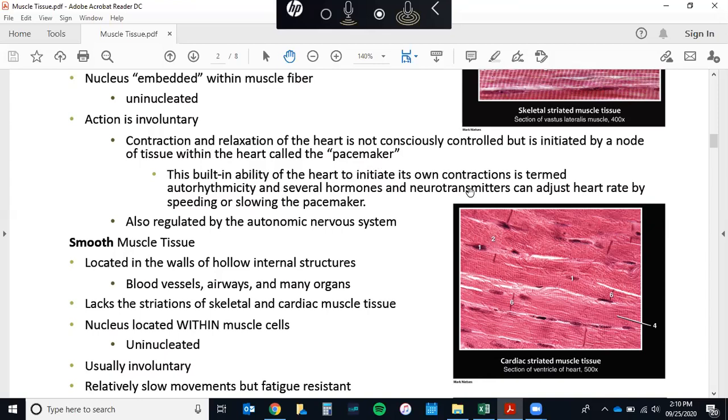This ability of the heart to initiate its own contraction is termed autorhythmicity. If we left our heart alone, our pacemaker would set a constant heart rate. I think it's like 100 beats per minute, and it would never change. But our heartbeat can speed up and slow down depending on the state of the body. Rarely is it going to stay right at a fixed number. That's because there are hormones like epinephrine or adrenaline and neurotransmitters from what we call the autonomic nervous system that can tell that pacemaker to fire more often or less, which thus causes a change in heart rate.